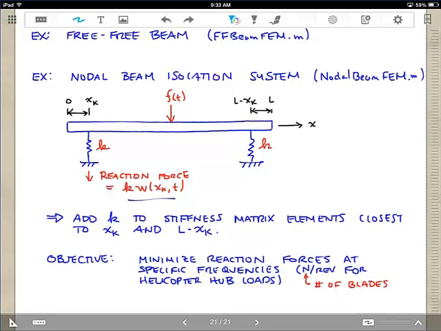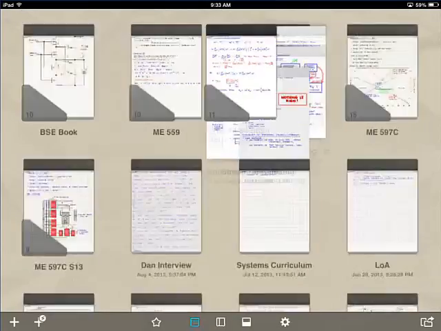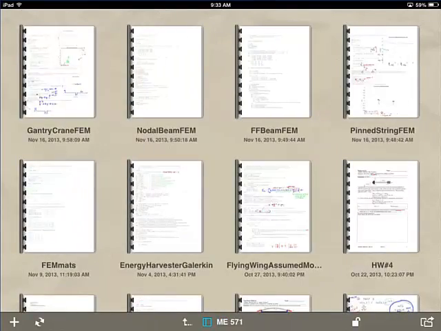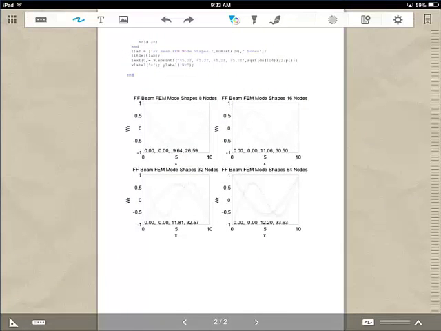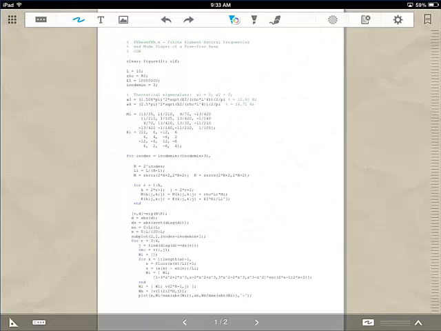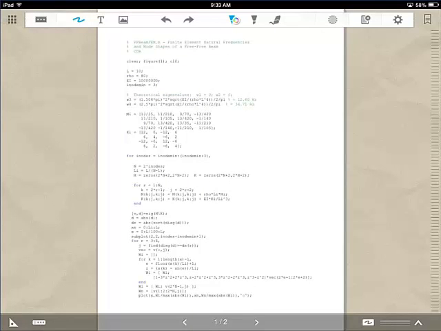All right, so let's go look at how we do these two examples in MATLAB. We'll start with the free beam finite element. With this problem, we're kind of looking at convergence to a certain extent. We're going to look at 4 different numbers of nodes and see what the eigenvalues look like, but we're not going to actually plot eigenvalues versus order.